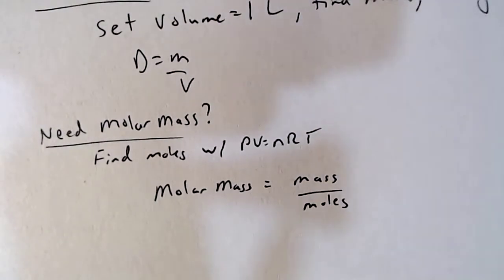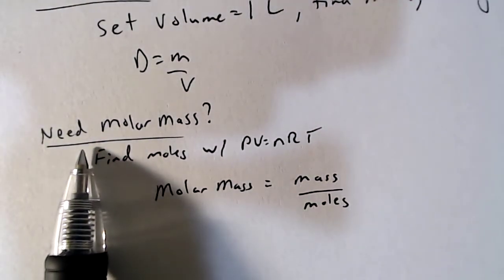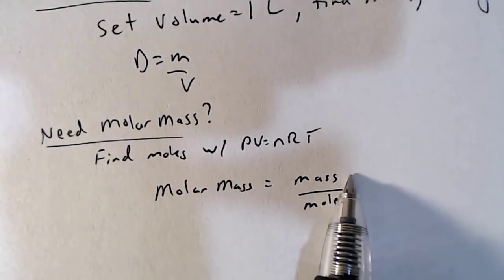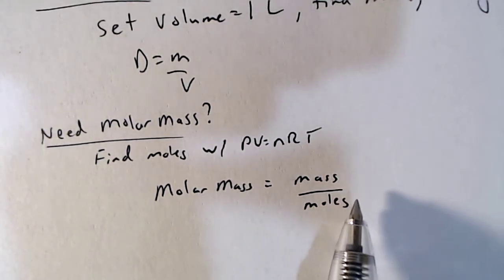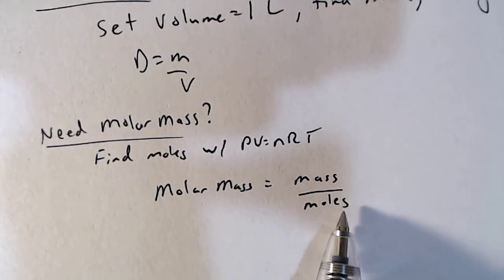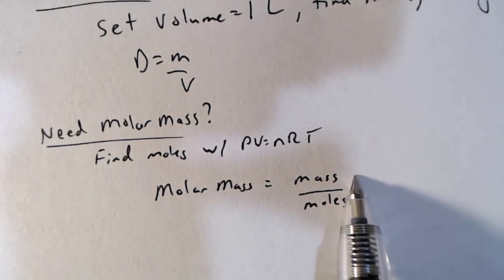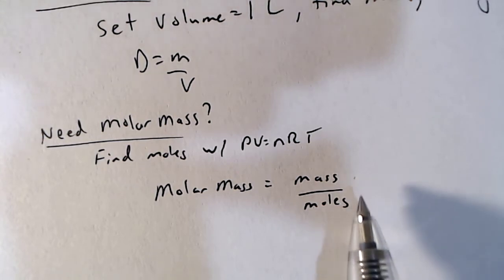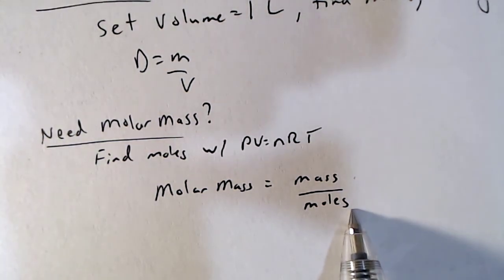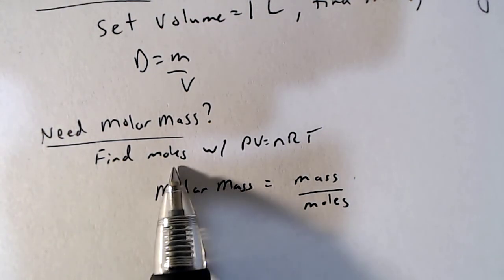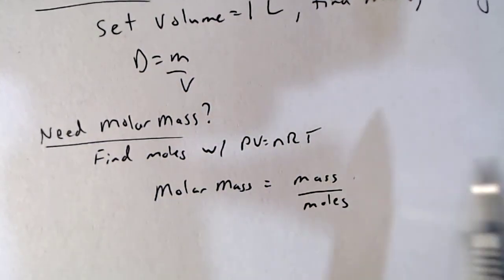Okay, and then finally, you may also need to find molar mass. So, molar mass is the number of grams per mole. It's mass divided by moles. So, let's say that you want to find molar mass, and you know the number of grams of gas that you have. Now you just need the number of moles of gas. So you might find the moles of gas using PV is equal to nRT.